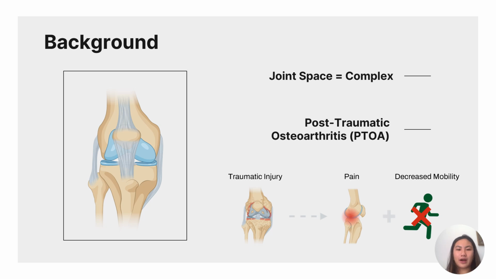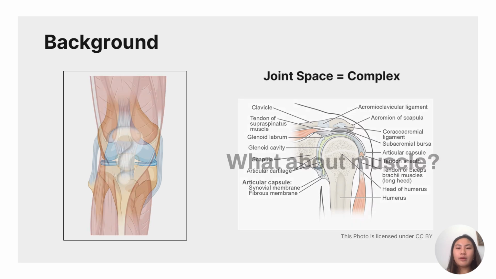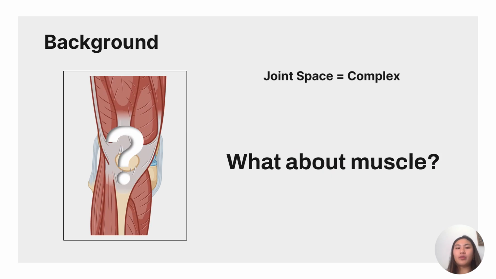Now, going back to the background, earlier I said that the joint space is very complex and there are many different tissue types that interact with one another within the joint space. So a lot of previous literature has focused on just cartilage and bone mainly. So we thought, what about muscle? What about this other major tissue type within the joint capsule that is important for the interactions of the joint?